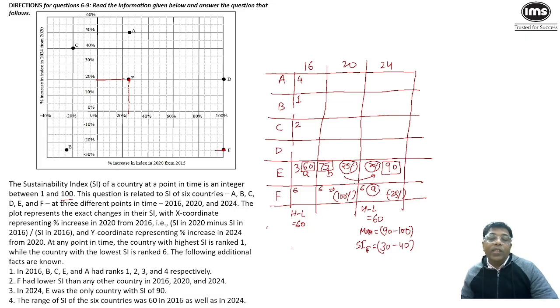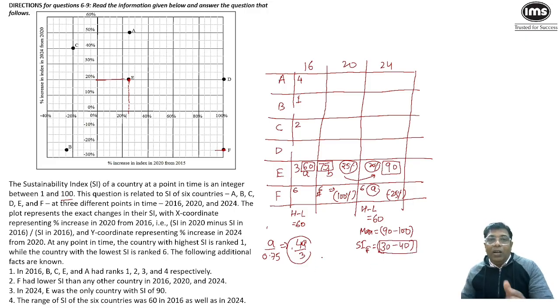This value has come down by 25%. So you can say this value has to be A upon 0.75. If you calculate the ratio, it will become 4A by 3. And since we want this value to be an integer, A has to be a multiple of 3. So the SI of F in 2024 has to be a multiple of 3, as well as between 30 to 40.